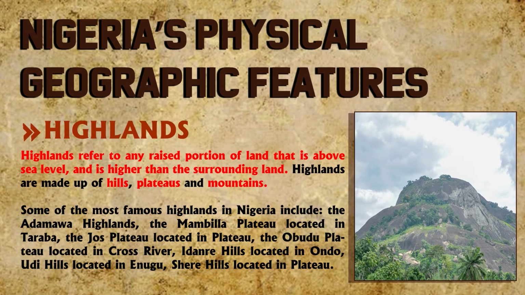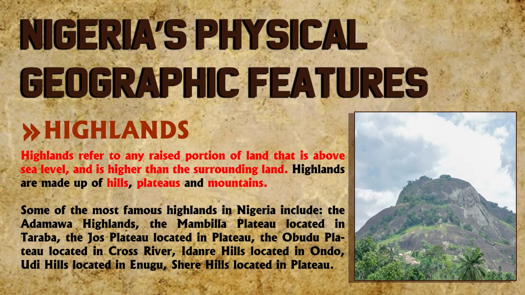The next physical feature we'll be looking at is highlands. Highlands refer to any raised portion of land that is above sea level and it is higher than the surrounding land. Examples of highlands include hills, plateaus, and mountains. The beautiful thing about highlands is that they serve as a natural form of defense for people in this region against external attacks. Some of the famous highlands in Nigeria include Adamawa Highlands, the Mambila Plateau located in Taraba State, the Jos Plateau located in Plateau State, Obudu Plateau located in Cross River, Idanre Hills located in Ondo, Udi Hills located in Enugu, and Shere Hills, which is also located in Plateau States.